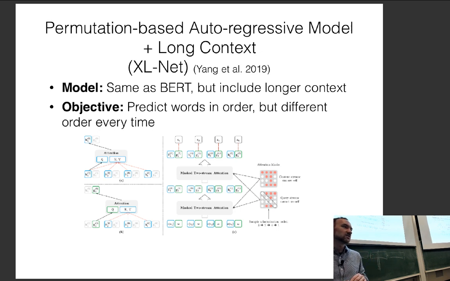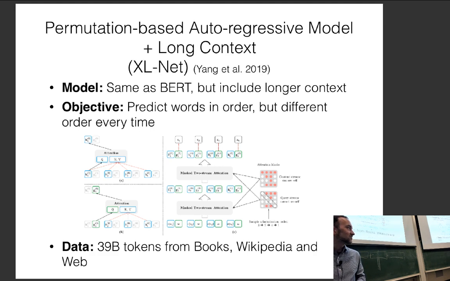So the interesting thing is this is still a standard language model. It's still a language model that can predict words left to right. You could use it to generate text if you wanted to. But it also can handle bidirectional context. So that's kind of an interesting twist.